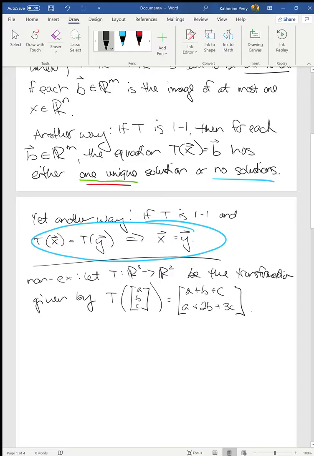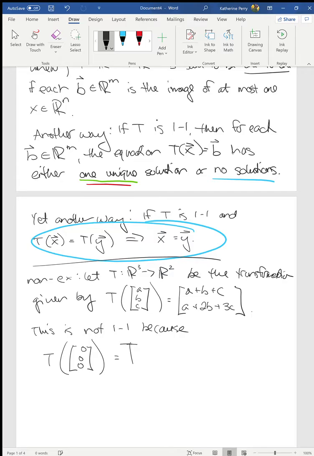And I'm going to say this is not 1-to-1 because, and hopefully this is what you arrived at too, what we need to see is that T of two different vectors, in this case we can use the 0 vector and this other one, (1, -2, 1), T applied to both of these vectors is the same thing, and in fact it's (0, 0).